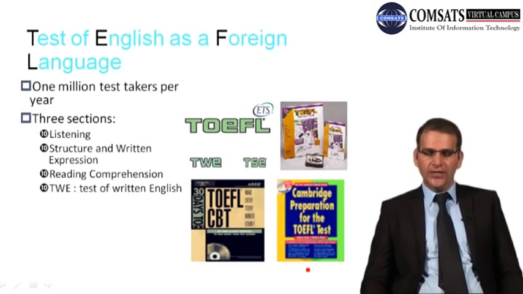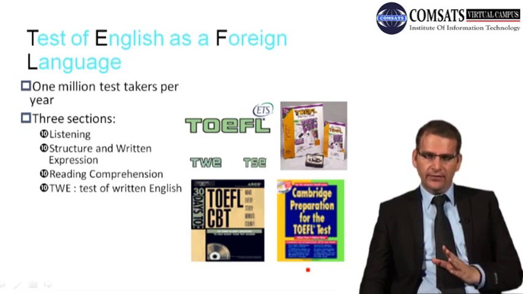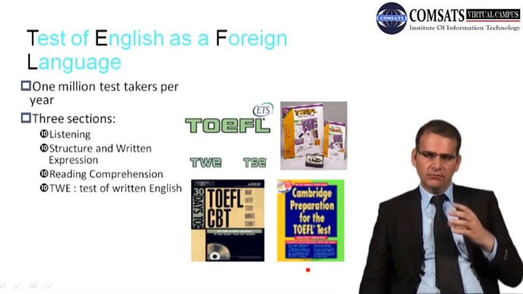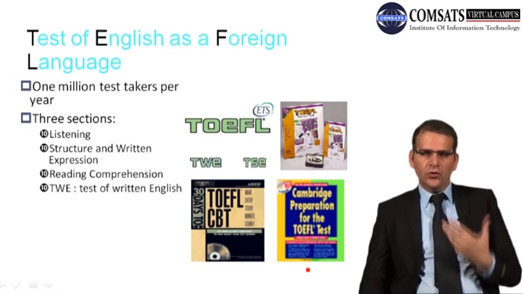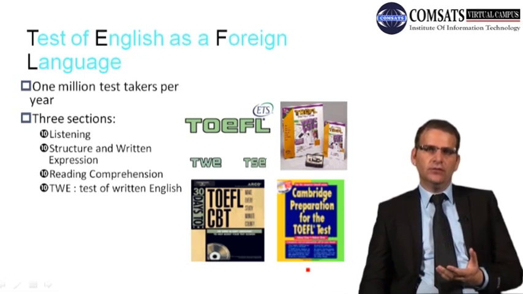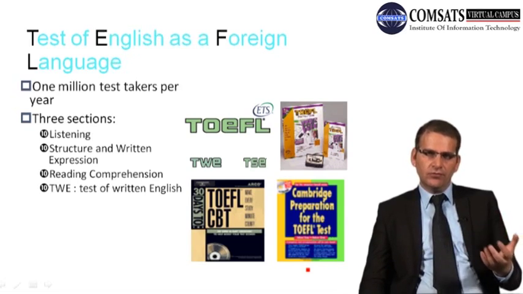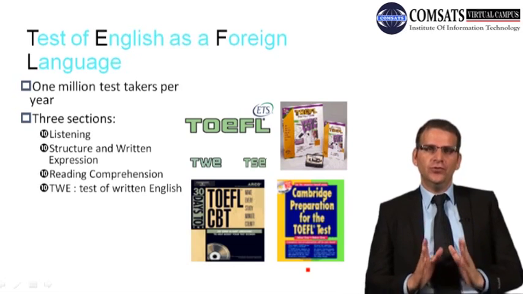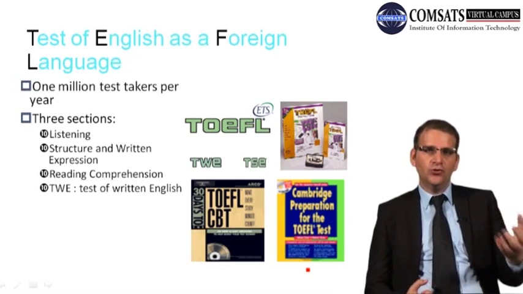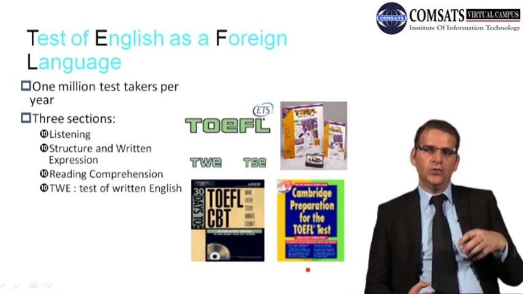Now the first one is the Test of English as a Foreign Language, TOEFL we call it. So 1 million test takers per year; a large number of people take this test, and the statistic says 1 million. There are 3 sections of this TOEFL. You must have heard that these days people want to move abroad. They apply for admission, particularly in our country. So what happens in this TOEFL, how many sections are there, and as teachers of TOEFL, what would you do? Because if you know it, you can get a job as a TOEFL instructor.